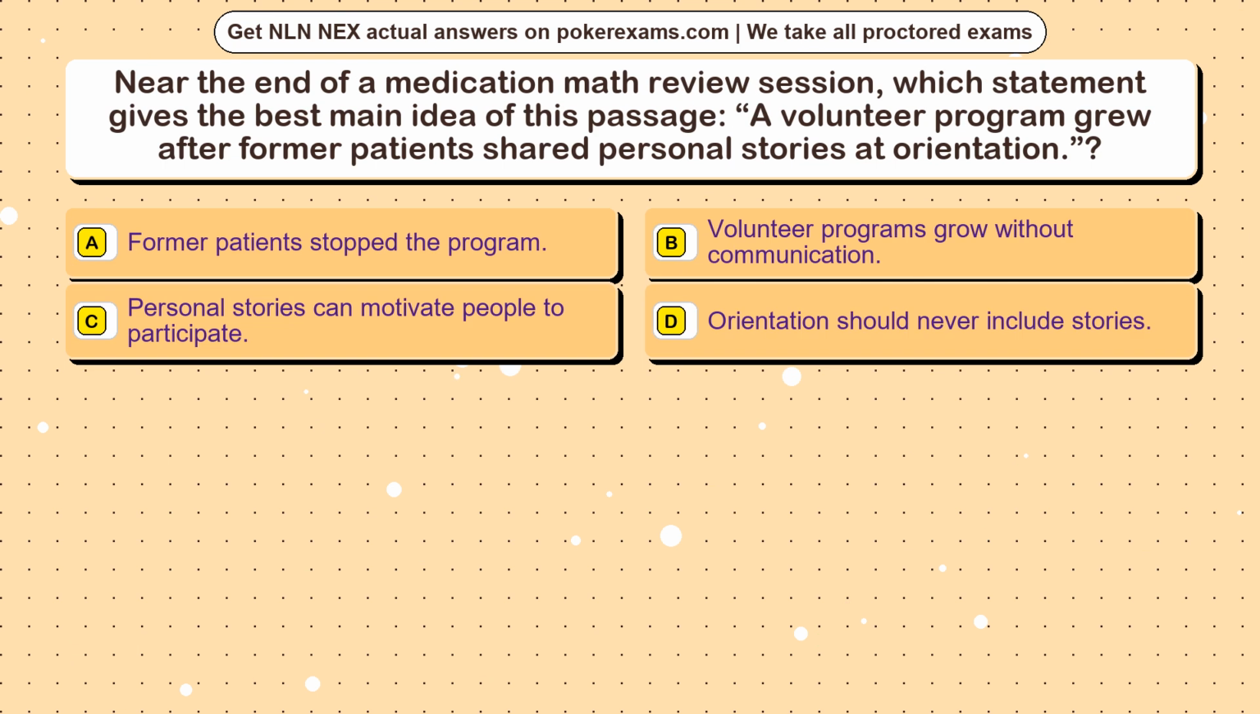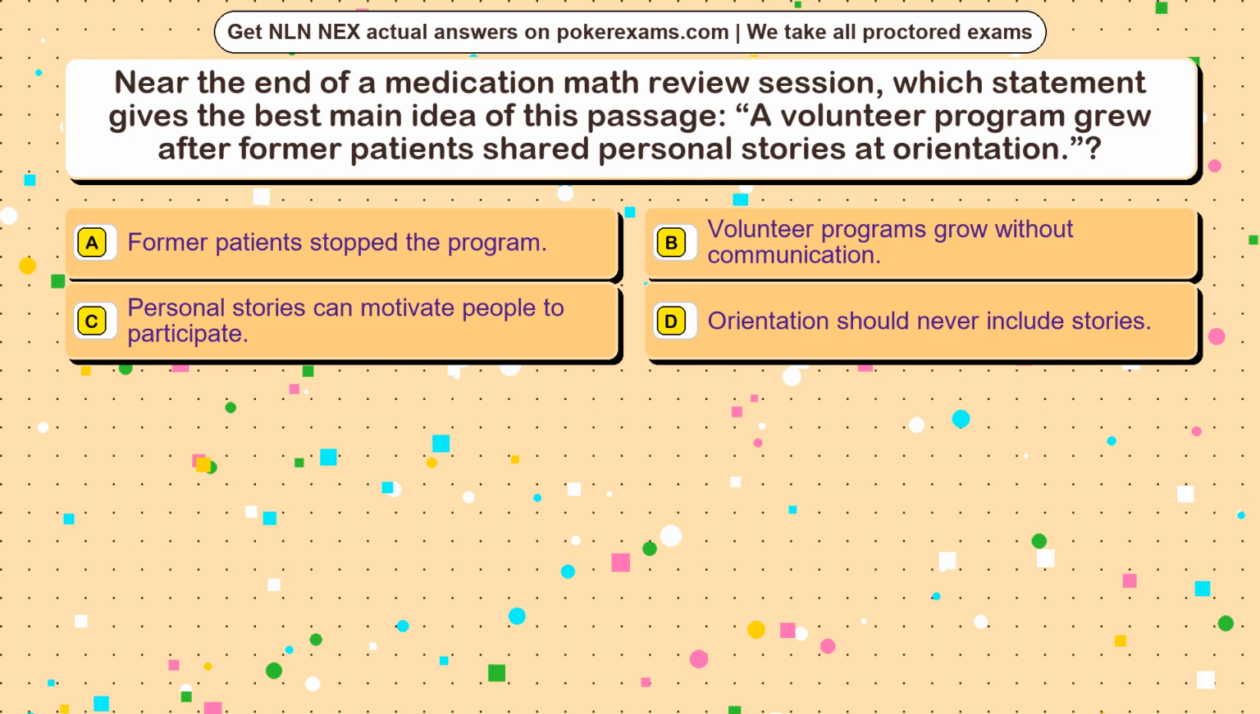Question 19. Near the end of a medication math review session, which statement gives the best main idea of this passage? A volunteer program grew after former patients shared personal stories at orientation. Option A, former patients stopped the program. Option B, volunteer programs grow without communication. Option C, personal stories can motivate people to participate. Option D, orientation should never include stories.